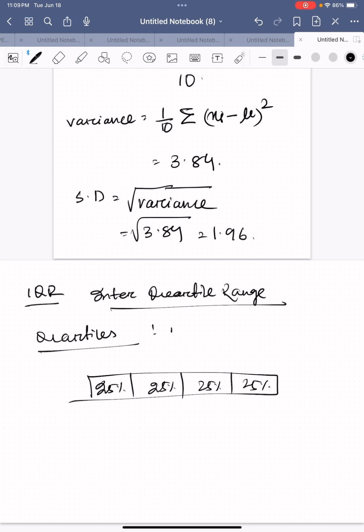Also, interquartile range is a very essential statistical metric for understanding the distribution and the variability of the data. In this case, this is called quartile 1, this is quartile 2, this is quartile 3, or the first quartile, the second quartile, and the third quartile. So the first quartile is the value below which 25% of the data points fall. So this is the first quartile.